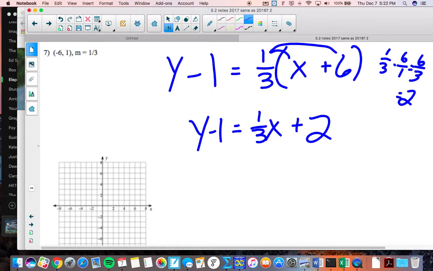Last step, solve for y by adding 1. So we get y equals 1/3 x plus 3. Let's check it. Negative 6, 1 is right there. Let's move up 1, right 3. Up 1, right 3. Boom! Y-intercept is 3. Did you hear that noise? That was a pen drop. That is beautiful.